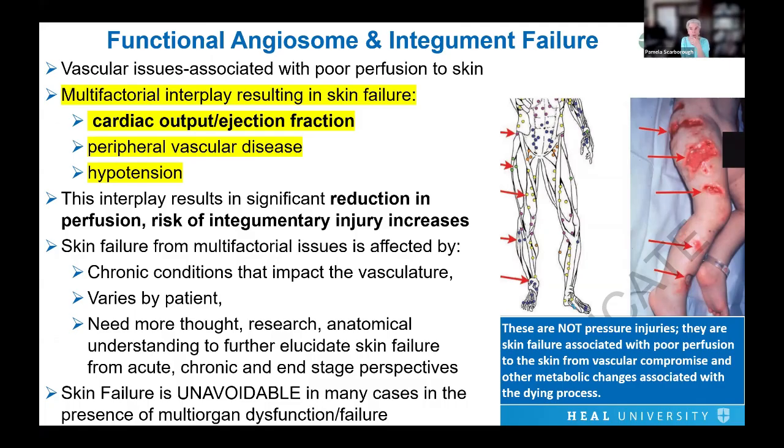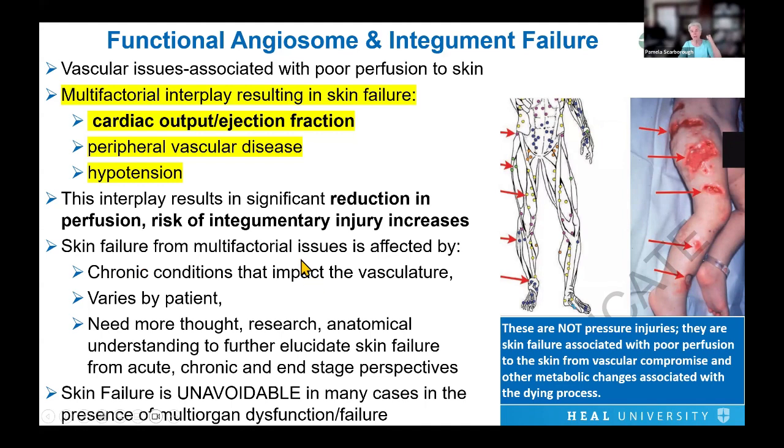This is skin failure. These aren't pressure injuries. This is skin failure. So the vascular issues associated with poor perfusion to the skin, that's the problem. We're not getting good perfusion. That cardiac output, that ejection fraction, we don't even know what it is. We have peripheral vascular disease. We have hypotension. All of this is working together, and it causes skin failure. So this interplay results in a reduction in the perfusion, and a risk of integumentary injury is going to increase.